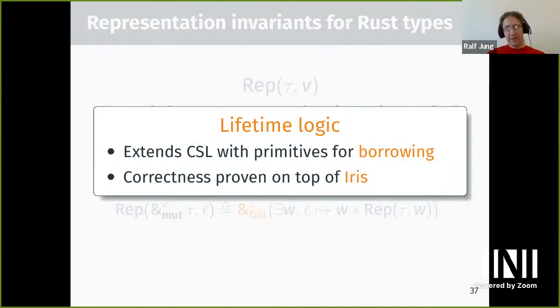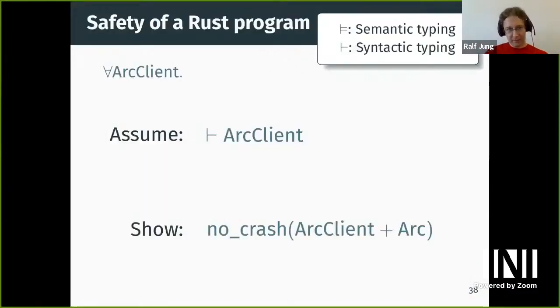But once we did that, we now have the toolbox to go back to the complicated theorem that I said we wanted to prove, the theorem that was universally quantifying over all possible code. So let's look at what we have to do for that theorem. We are given an arbitrary Arc client, and we assume that the client code, that is the unknown code that we quantify over, is well typed and doesn't use any unsafe itself. So that was our assumption: we can assume turnstile Arc client. And our goal is to show that if we put Arc client together with Arc, you can think of the plus here as a form of linking, then this entire program will not crash, in the sense that it will be memory and thread safe.